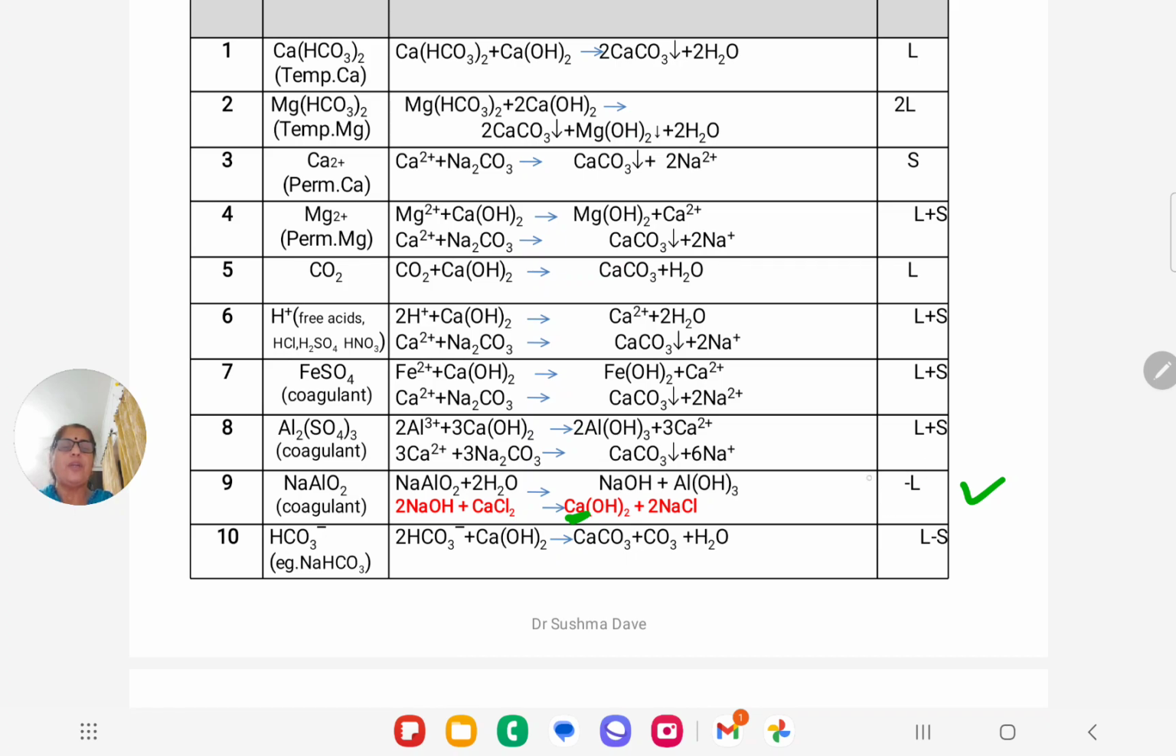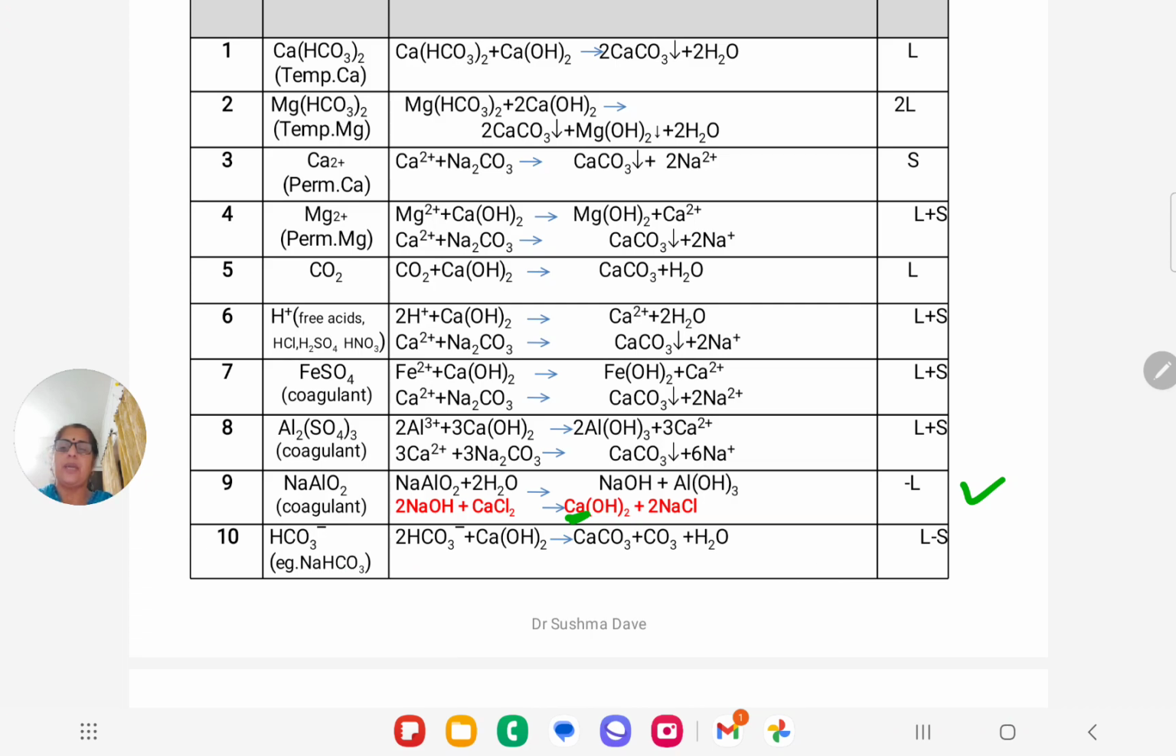This much requirement of lime is not to be added. It can be compared to if you have a requirement of 100 rupees and you already have 90 rupees, then you will borrow only 10. So this requirement is deducted. The thing which is already present with us need not be borrowed.